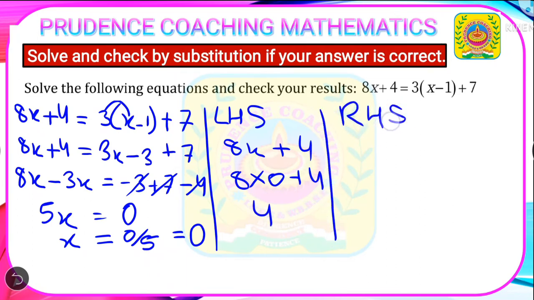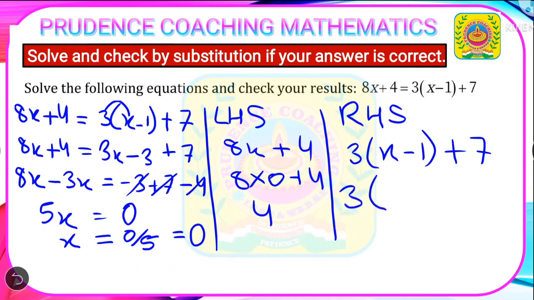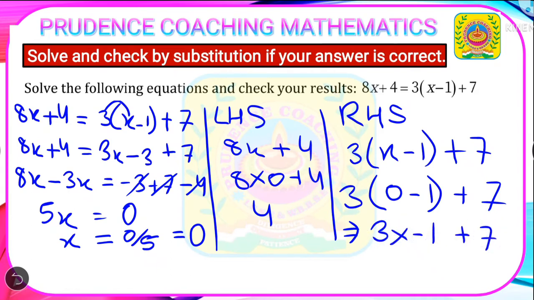Now let us start with RHS. So RHS we have 3 into x minus 1 plus 7. So here we will put the value of x as 0: 3 into 0 minus 1 plus 7. So here 0 minus 1 will be minus 1. So 3 into minus 1 will be there, and we have 7. 3 into minus 1 is minus 3, and we have plus 7.